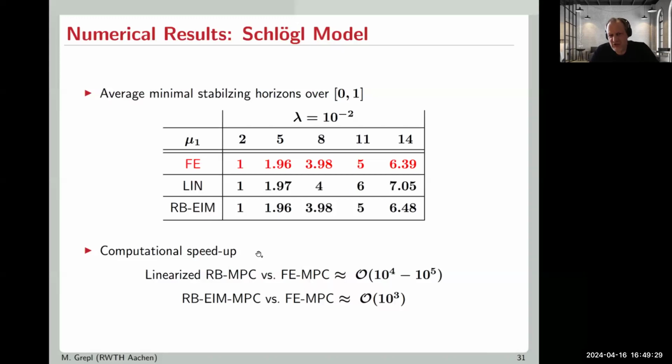But the speed up is considerable. For the linearized RB MPC versus the FE, the speed up is of order 10 to the 4 to 10 to the 5. For the RB-EIM, the speed up is of order 10 to the 3.